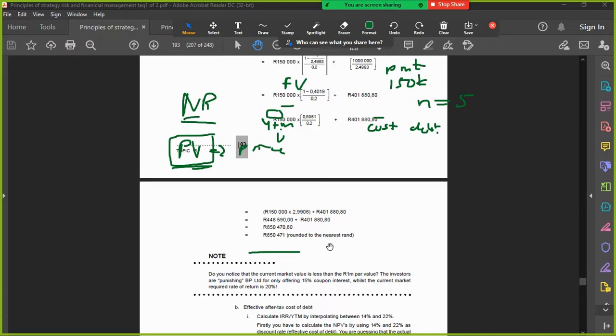Okay, on your calculator, so on your Sharp, you're going to put in the values. You're going to insert N as 5. You're going to insert I as 20. You're going to insert payment of 150,000. Or you could even type it in. You could type in 1 million times 15% and you'll get 150,000. And then future value, put in 1 million.